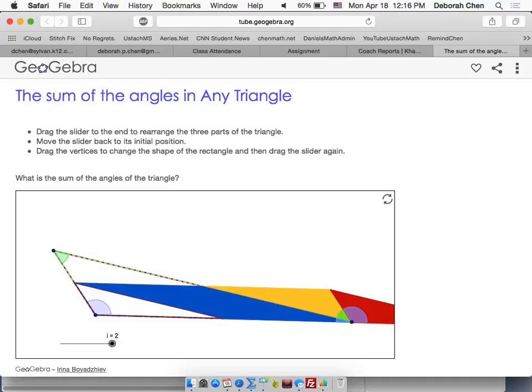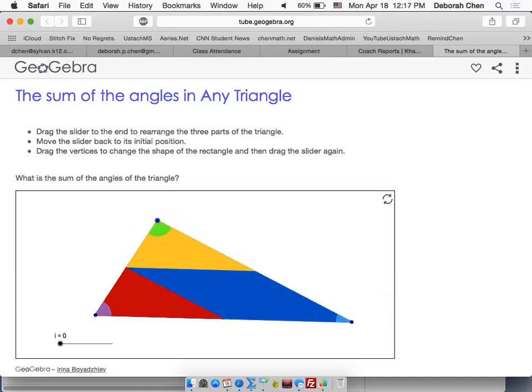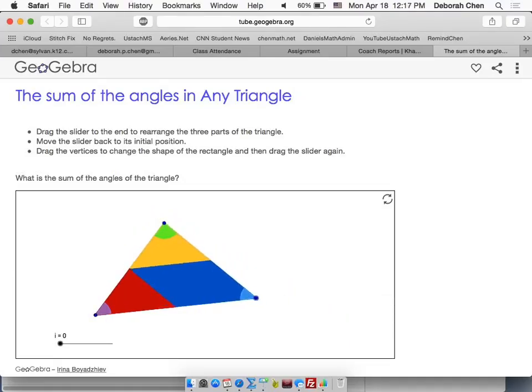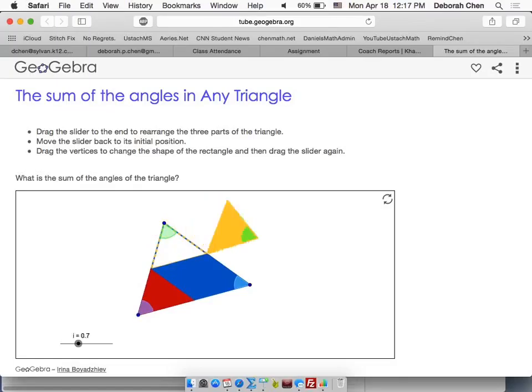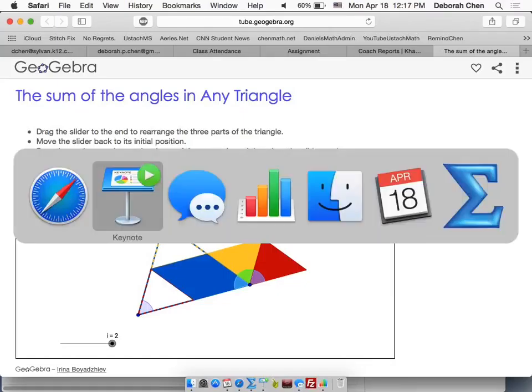Let's try making it into an equilateral triangle, like this. Same thing. Put them all together, it's still a straight line, 180 degrees. Okay, so it doesn't matter what the triangle looks like, it's still going to equal 180 degrees if you put all those corners together. Let's go back to our keynote then.